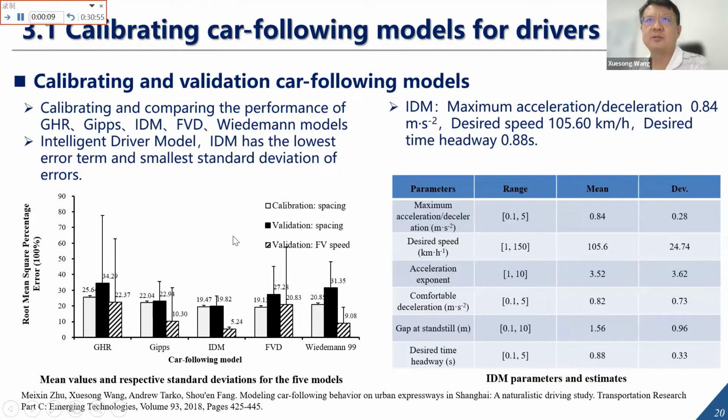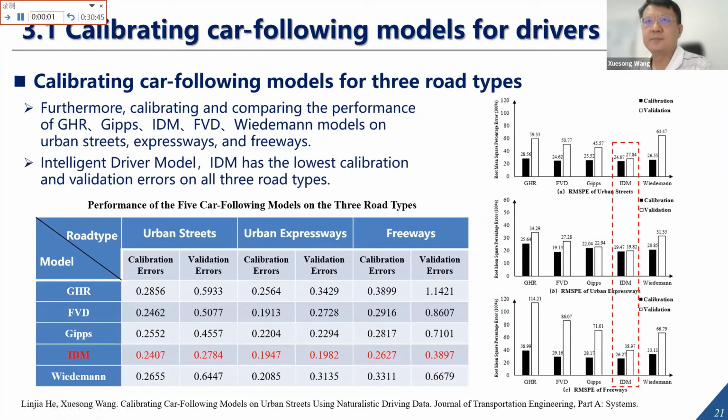Basically, for the car-following behavior models for freeways, we developed the GHR model, the Gipps model, and the IDM model, and the FVD and Wiedemann models. These 5 models are common car-following models, and then we compared the 5 models, and we found the IDM model has the lowest error and the smallest standard deviation of errors. So we decided to use the IDM model for Chinese drivers. And this is the comparison for the car-following models for urban streets, urban expressways, and freeways. The same, we found that the IDM model is the best for the 3 types of roadways.